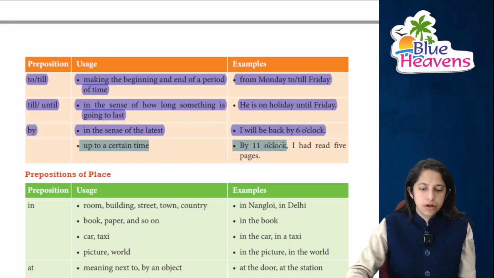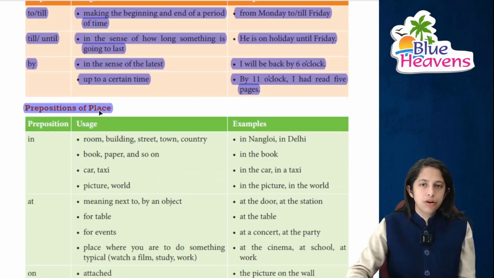मैं आ जाऊंगा up to certain time. By 11 o'clock I have read 5 pages. Next is preposition of place. Preposition usage और उनका example.